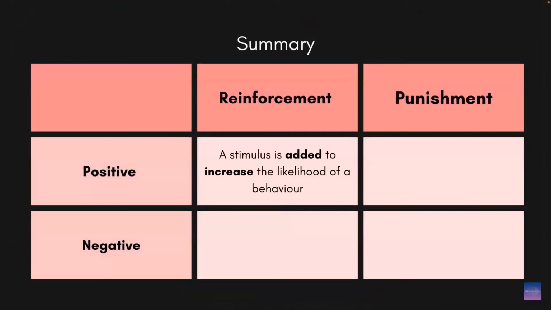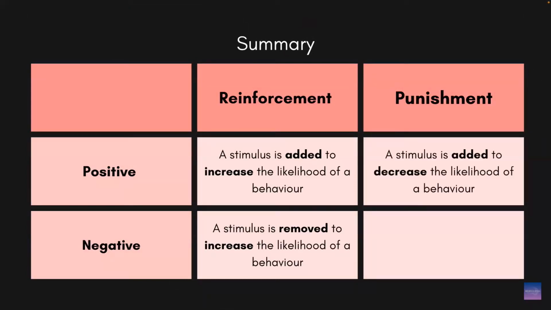Positive reinforcement or a positive reinforcer is any stimulus that is added to increase the likelihood of a behavior. On the other hand, a negative reinforcer or negative reinforcement is any stimulus which is removed to increase the likelihood of a behavior. A positive punishment, on the other hand, is any stimulus that is added to decrease the likelihood of a behavior, while a negative punishment is any stimulus which is removed to decrease the likelihood of a behavior.